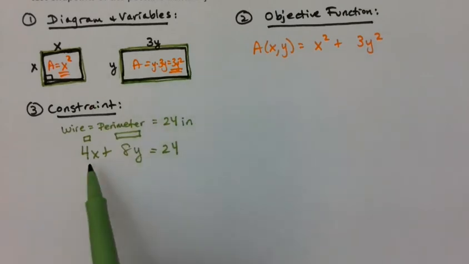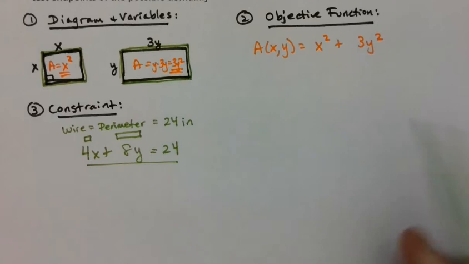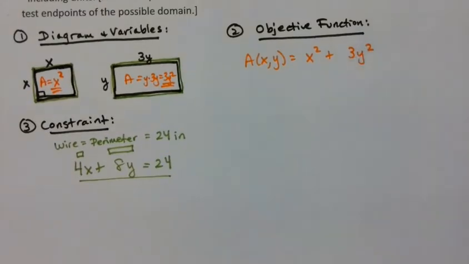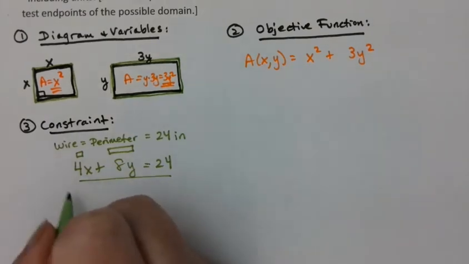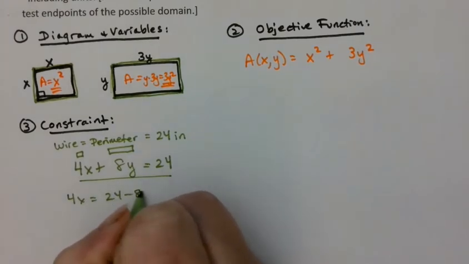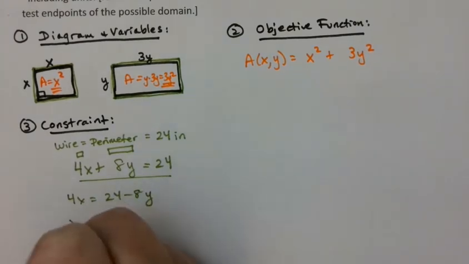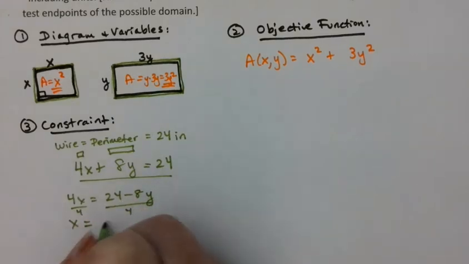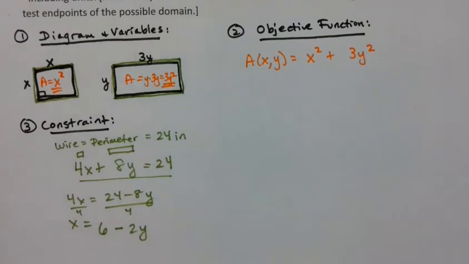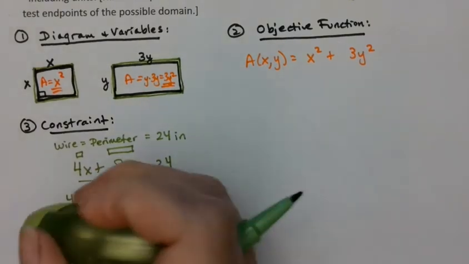Now I have to solve this for one of my variables because I need to make one of my variables over here disappear. It kind of doesn't matter which one you get rid of. I'm just going to get rid of the x because I think it'll be easier. So if I say 4x equals 24 take away 8y, divide both sides by 4, that's x equals 24 over 4 is 6, take away 8 over 4 is 2y. And that's actually why I solve for x.